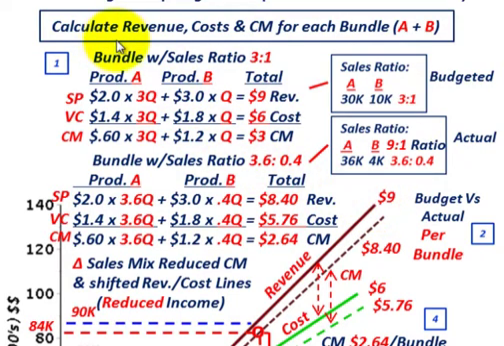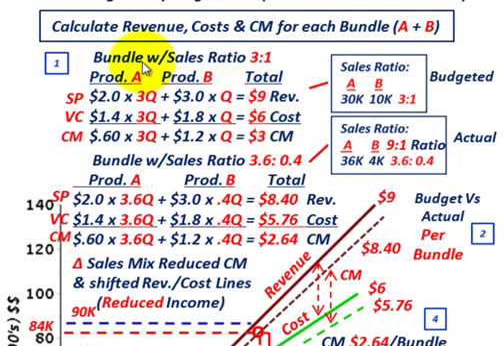Okay, so up here, this is where we're going to be calculating our revenue, costs, and contribution margin for each of the bundles. That includes A and B. So what you want to do here is lay out your costing. What you really want to get to is those dollar amounts per unit, per bundle, for our revenues, our costs, and also our contribution margin.